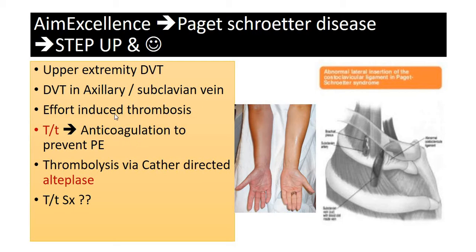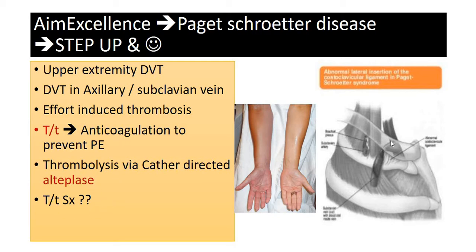There is DVT encompassing axillary and subclavian vein, and this is upper extremity DVT, and it is effort-induced thrombosis. Here we have to do anticoagulation instead of thrombectomy to prevent the pulmonary embolism. And in case the treatment is thrombolysis by catheter directed alteplase. And is there any need of doing surgery out here?